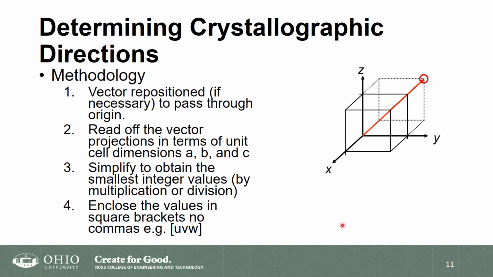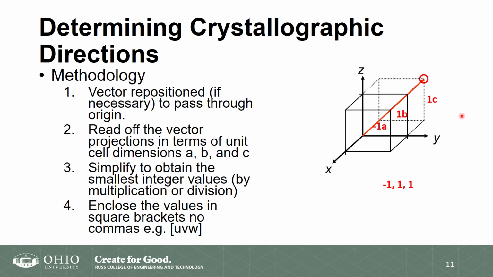We can do the same for this crystallographic direction shown here. Again, we need to look at whether we need to reposition the vector so the tail passes through the origin, which we notice we don't have to, because the tail of this vector is at the origin. So then again, we read off the vector projections in terms of the unit cell. We go back 1, and because we're going in the negative x direction, that's a negative 1a. Then we go to the right, so that's plus 1b. And then we go up, that's plus 1c.